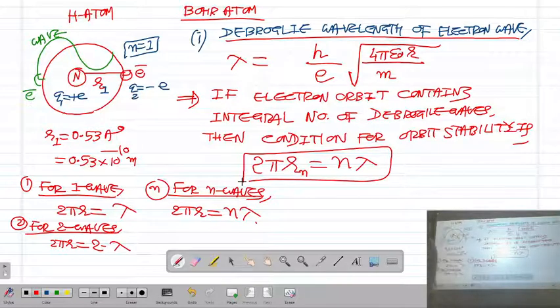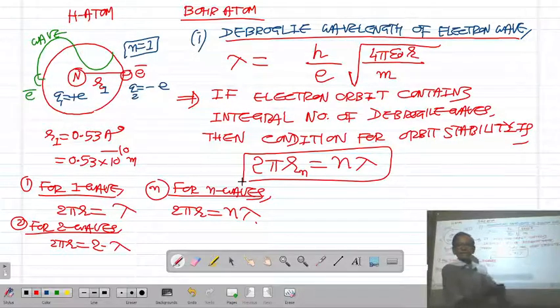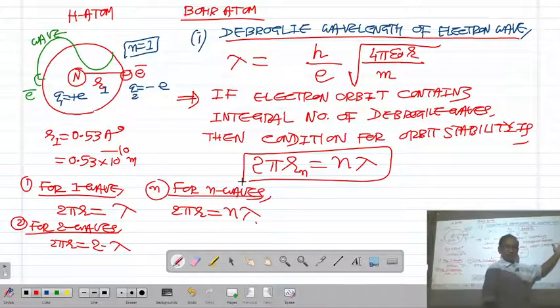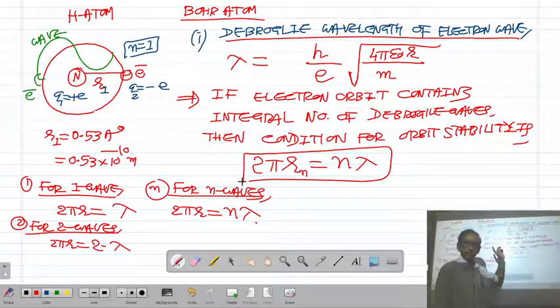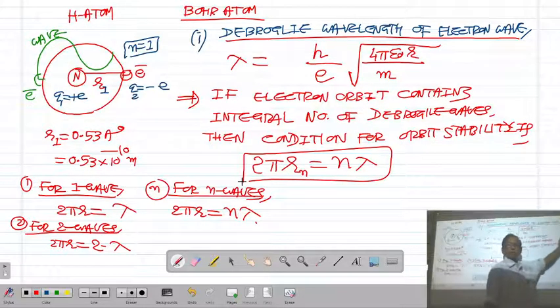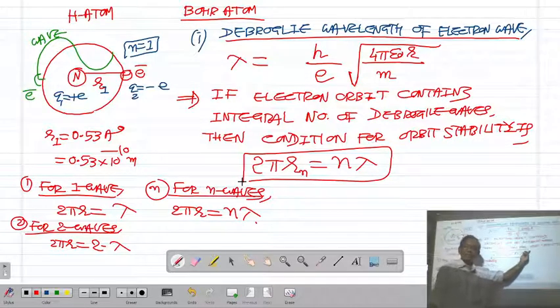So if the electron orbit contains n number of integral waves, then the condition for the stability of the electron orbit is 2 pi r equals n lambda. If the electron orbit contains n number of de Broglie waves, then the circumference of the electron orbit, 2 pi r, contains n waves, so it must be equal to n lambda.